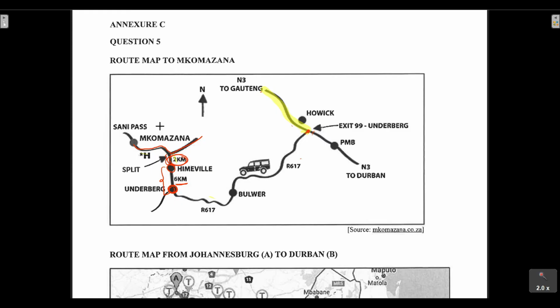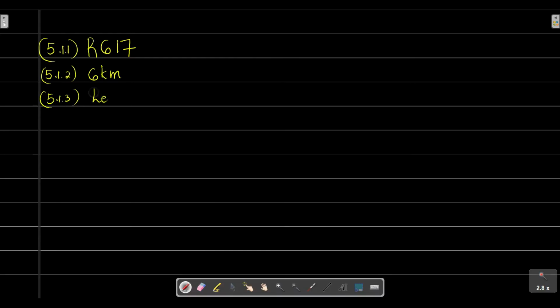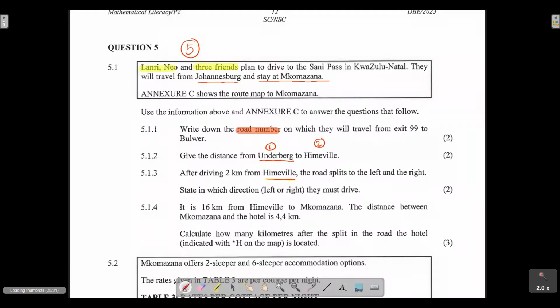Remember, this group is driving to Nkomazana, right? So the direction that they're going to take to get to Nkomazana is definitely not going to be right, but it's going to be left. So after that 2 kilometers, the direction that they need to take is left. Let's have a look at the next question.